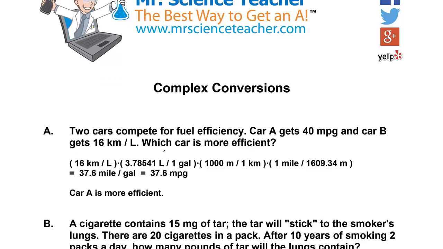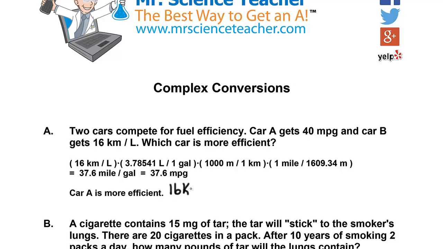Two cars compete for fuel efficiency. Car A gets 40 miles per gallon and car B gets 16 kilometers per liter. Which car is more efficient? So we either have to convert car A, the 40 miles per gallon, into kilometers per liter, or we can convert the kilometers per liter into miles per gallon. So what we need to do is start off with either one or the other. Let's start off with kilometers per liter.